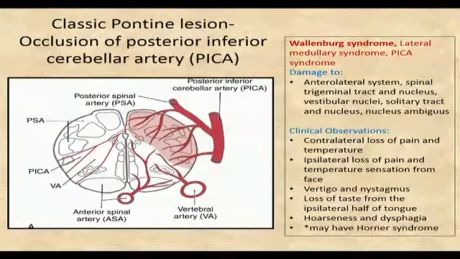No? Okay. If you have an occlusion of the posterior inferior cerebellar artery here, you can see how you have these little penetrating branches, but you're also going to lose the posterior spinal. So you're going to have a bigger lesion than just an occlusion of the posterior spinal artery. That's called Wallenberg syndrome. You can see all of the nuclei that are affected in this type of lesion, and as a result, all of the clinical observations that occur because of it.